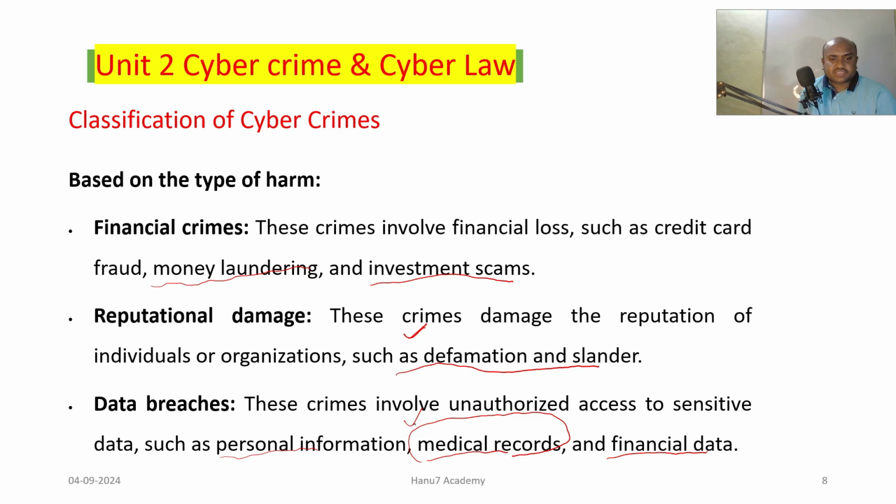So they won't provide health insurance up to the mark. They will promise, but they won't provide. That is called data breaches. This medical records disclosing is also a kind of data breach. Not only the personal information, but the medical records.